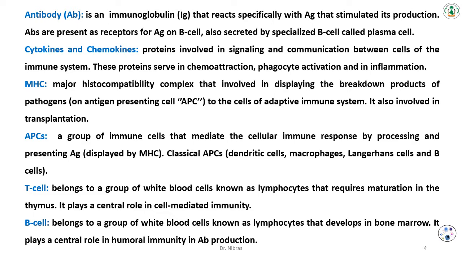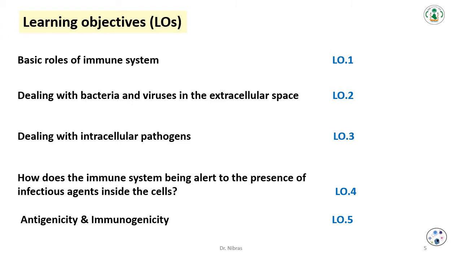The learning objectives for this lecture are the basic rules of the immune system, dealing with bacteria and viruses in the extracellular space, dealing with intracellular pathogens, how the immune system becomes alert to the presence of infectious agents inside the cells, and the terms antigenicity and immunogenicity.